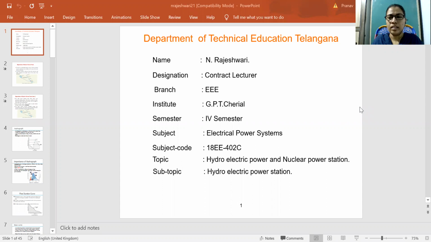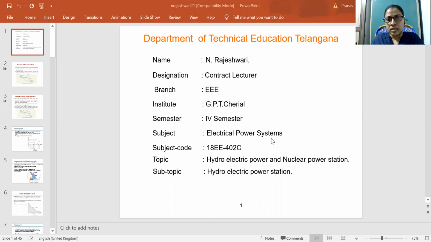Myself Rajeshwari. I am working as a contract lecturer in the electrical department in Government Polytechnic, Cherial College. I am dealing with the subject electrical power system for diploma students of fourth semester.